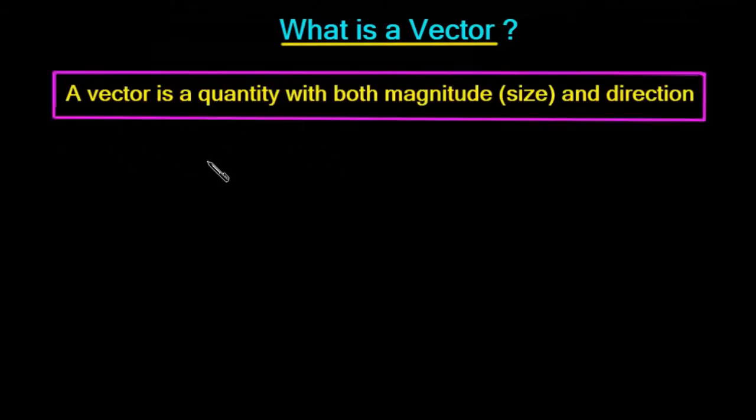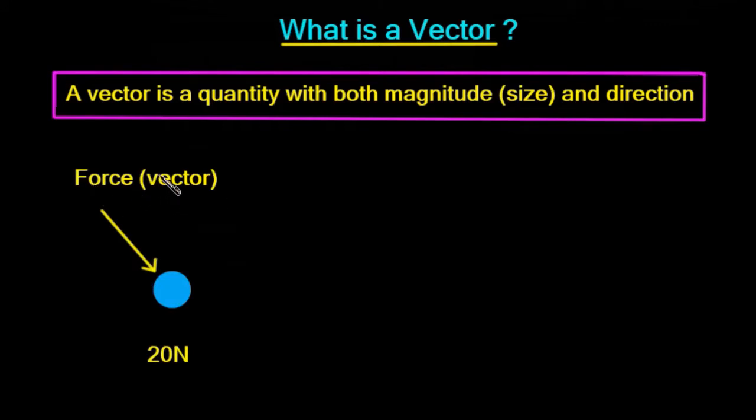Now let's start our journey into vectors. So the first thing we want to ask is, what is a vector? And here is the definition here. A vector is a quantity with both magnitude and direction. Now by magnitude we mean size. So let's look at some examples of vector quantities.